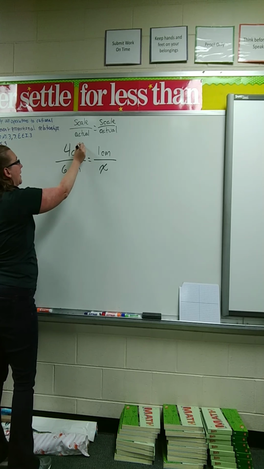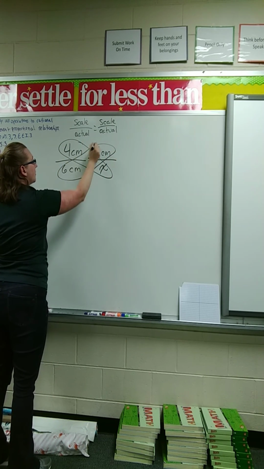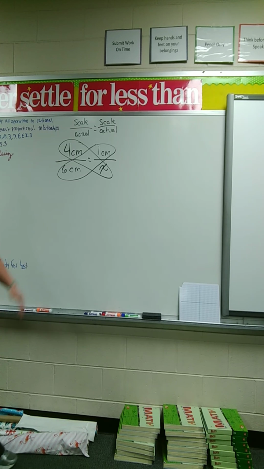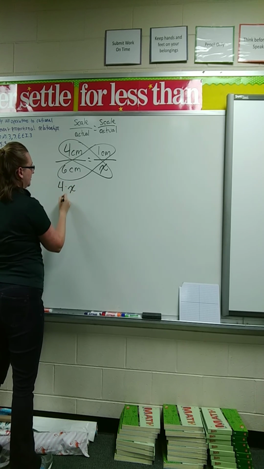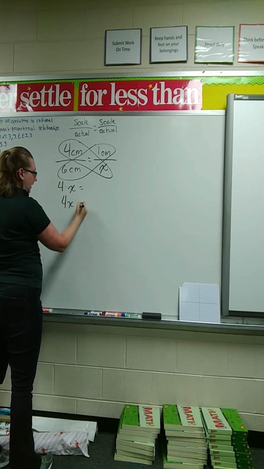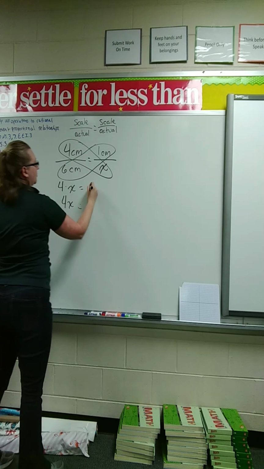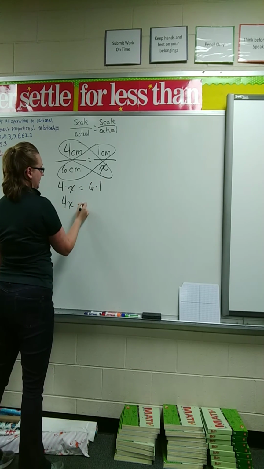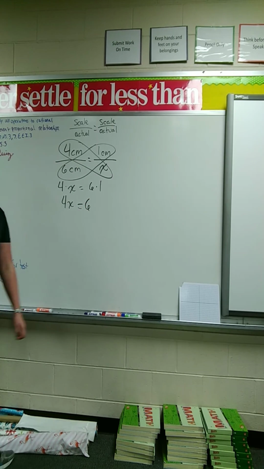I cross multiply. And when I cross multiply, what does my first line of work look like? 4x. 4 times x equals what? 6 times 1. And what is 6 times 1 simplified? 6. Okay, what do I do from here?